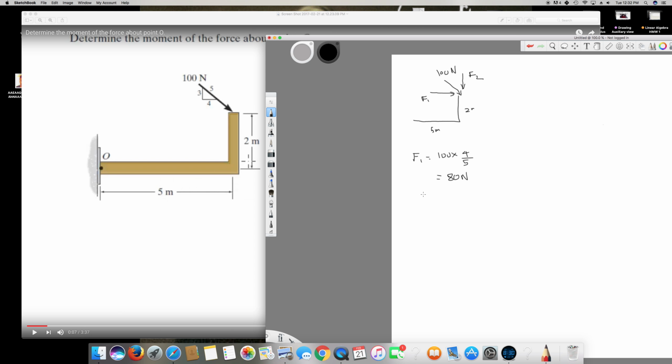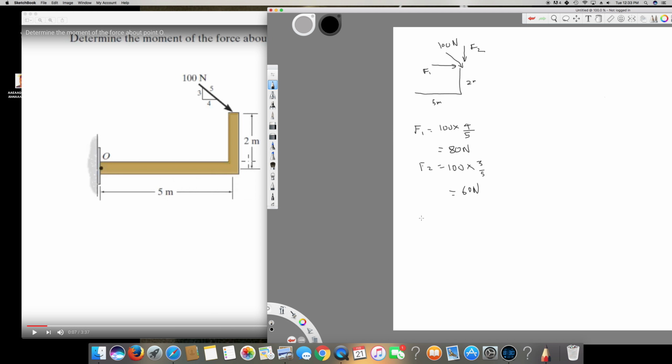And the next one is F2. F2 is going to be this force times sine theta, because it's acting vertically, so I have to find the vertical force, therefore it's sine theta. So 100 times 3 over 5. 100 times 3 over 5 is 300 over 5, 60 newton. Since we have the forces, now we have to find the total moment.